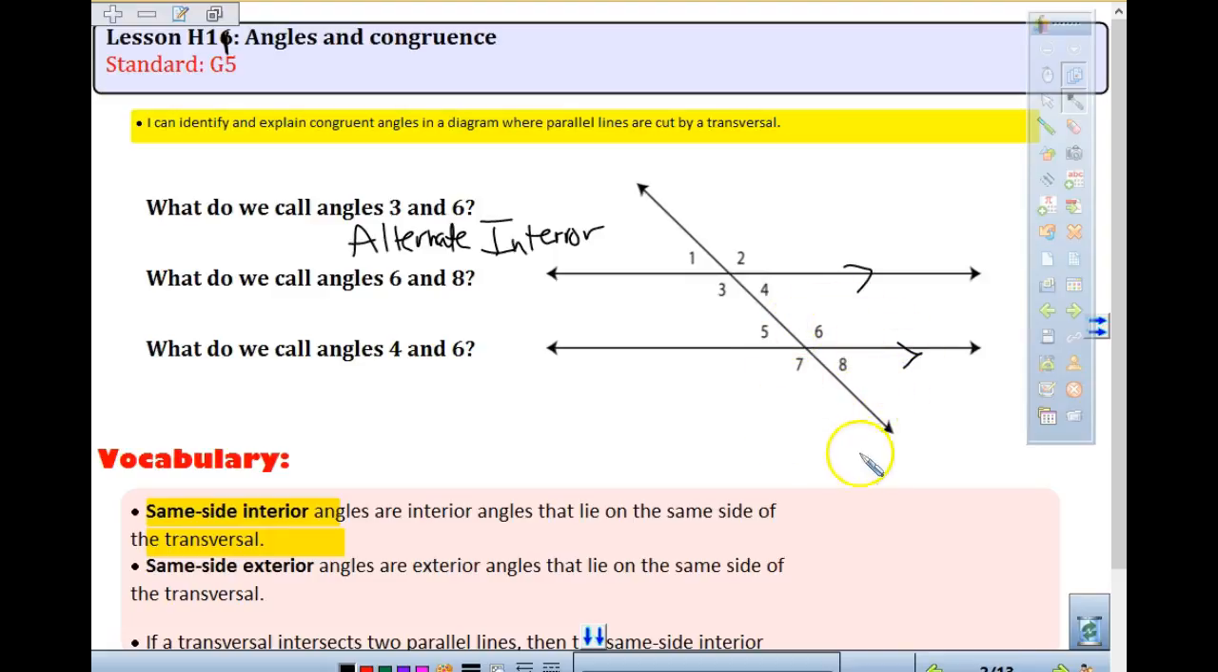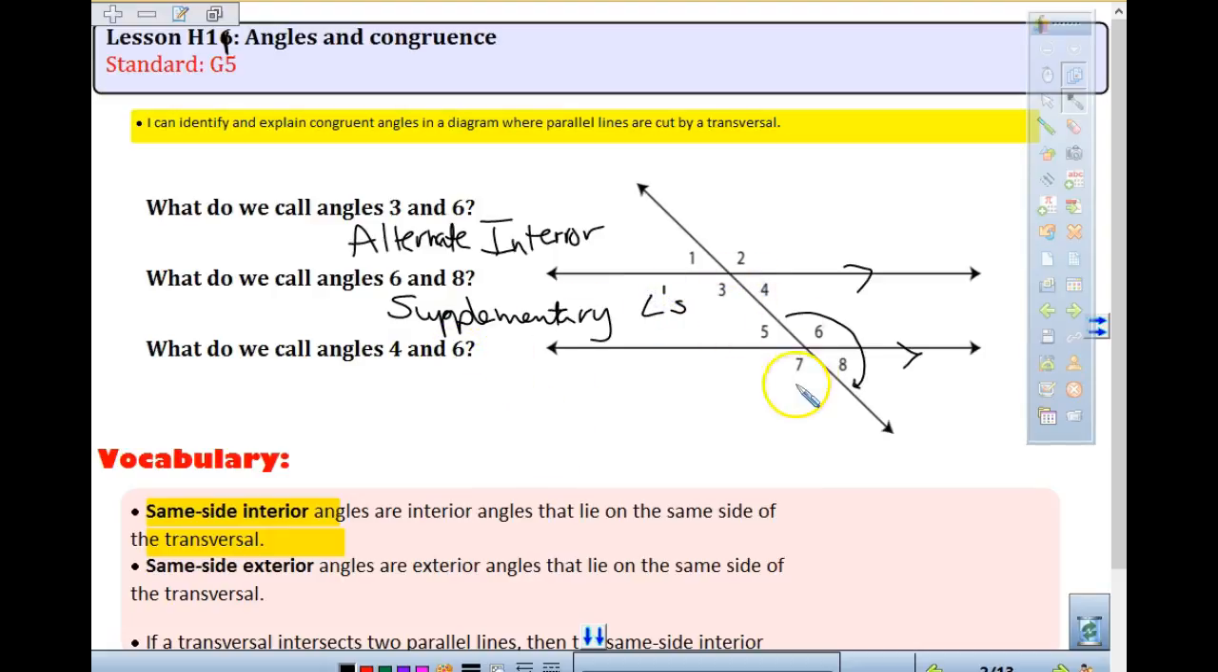Tell your shoulder partner that I'm going to call on you. Who has it for me? Raise your hand. Taylor? They are not corresponding. 2 and 6 are corresponding. Maria? Supplementary angle. Supplementary is two angles that are right next to each other that total to 180. 6 and 8 are supplementary angles.